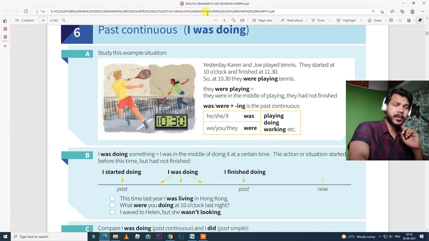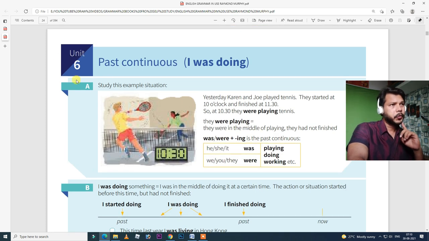Hello everyone. Well guys, today I'm going to teach you this grammar book, and the name of the book is English Grammar in Use, written by Raymond Murphy. And today I'm going to teach you Unit 6.